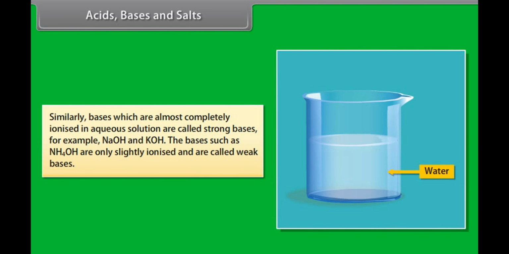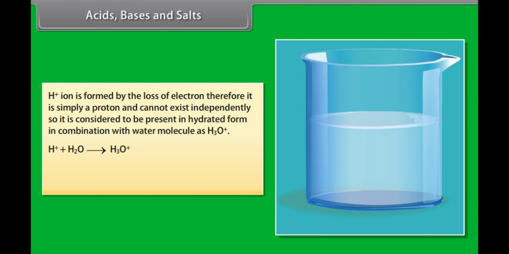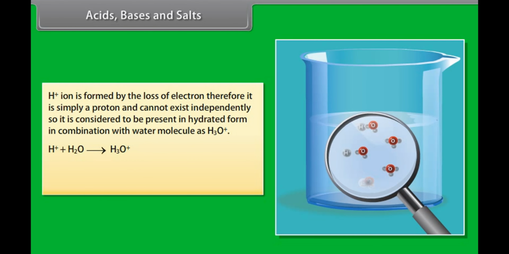Similarly, bases which are almost completely ionized in aqueous solution are called strong bases. For example, NaOH and KOH. The bases such as NH4OH are only slightly ionized and are called weak bases. H+ ion is formed by the loss of an electron, therefore it is simply a proton and cannot exist independently. So it is considered to be present in hydrated form in combination with a water molecule as H3O+.